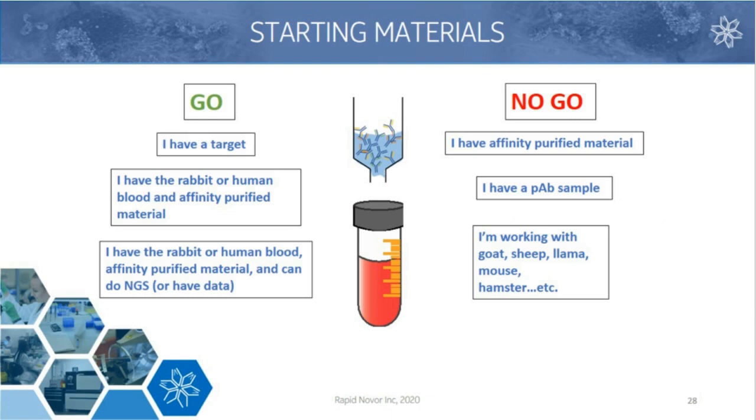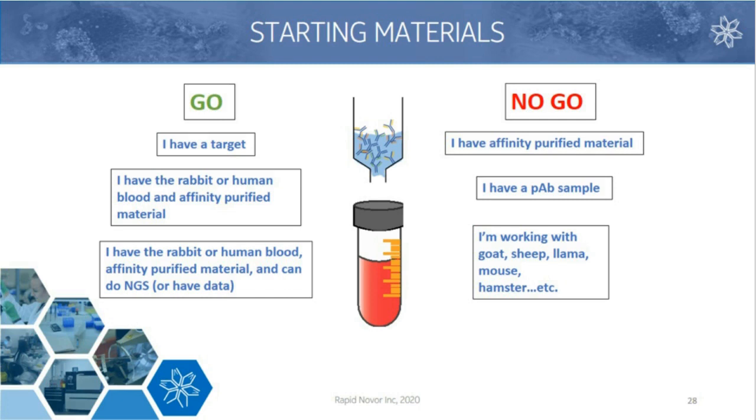So I'll start with the left, and then I'll go to the right-hand side. This is a pretty easy way to interpret the data here. It's like a go, no-go. Let's say you have a target in mind. Great, we can work with you. We obviously work with rabbits and patients that we can acquire samples for. So if you have a particular target of interest, we can work with you to design a workflow that works for everyone with respect to your specific project. Let's say you have the rabbit or the patient's blood and you have the affinity purified material. Perfect, great. We don't need to do any immunization or find those samples. We can just work with what you already have and proceed from there.